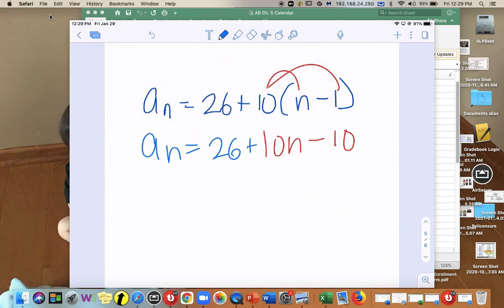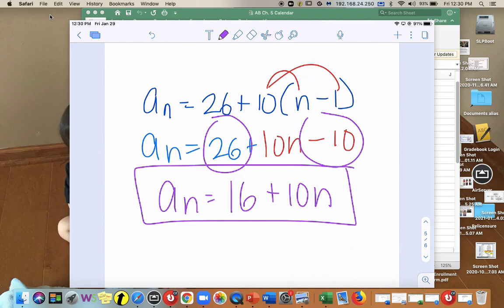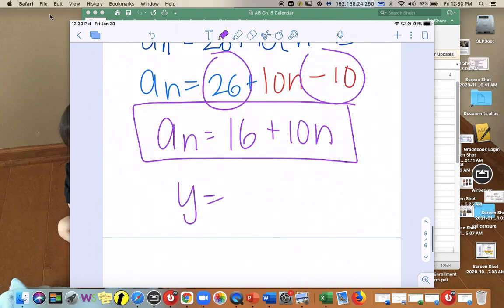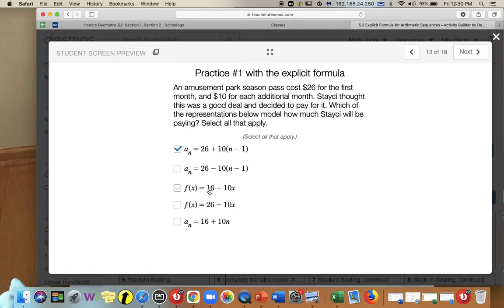Okay, so we distributed. Let's combine like terms. What this means is, the y-intercept, we would go backwards 10. So really we would start at 16 because the first term is 26. The zero term would be 16, and we're adding 10 every time. So here's one way to write that. Another way to write that is, again, we're starting at 16 as the y-intercept, and 10 is the slope, so we can put it in terms of y and x as well. So any of these also mean the same thing. So let's see if we have that. Okay, yes, we have that here, and we also have it right here. So many different representations of that problem.